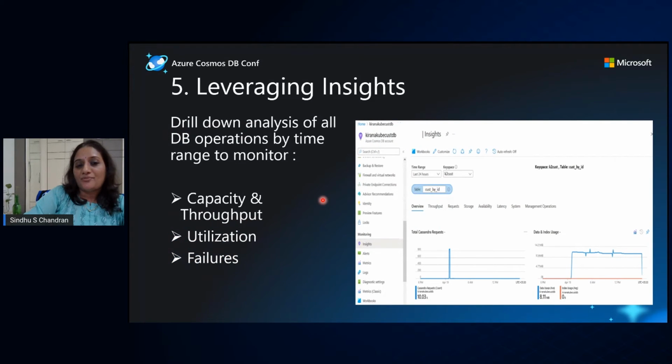And this is one of my favorite parts of moving to Cosmos DB Cassandra API. There is this beautiful drill down analysis of all the database operations. You could go and check with time range at a table level. You could get throughput requests, partitioning details. So a lot of insights are available, which you can further customize as well if you want specific metrics. This is a very useful feature that is a must to leverage when we move to Cosmos DB Cassandra.